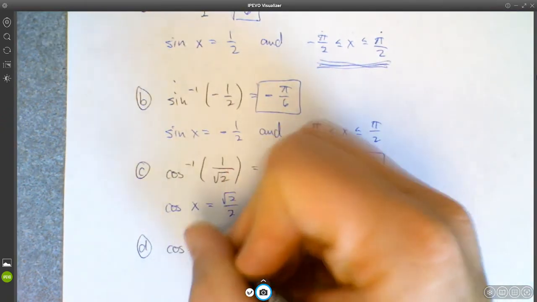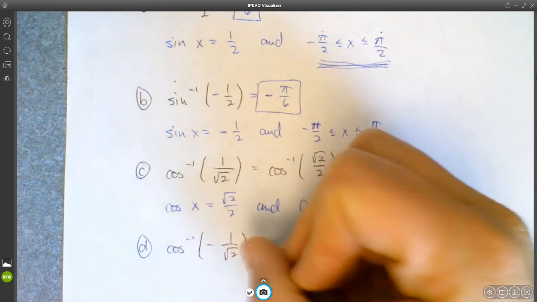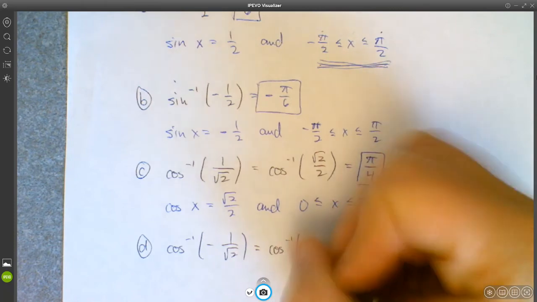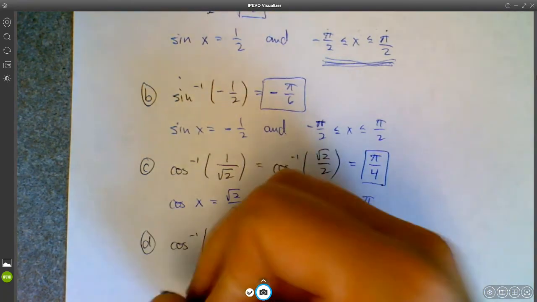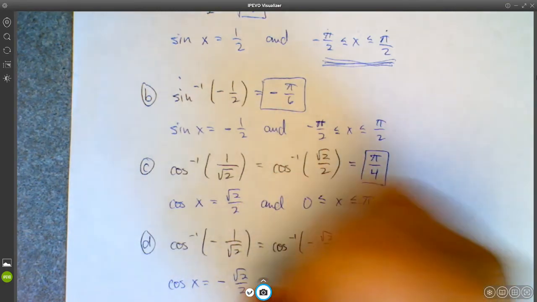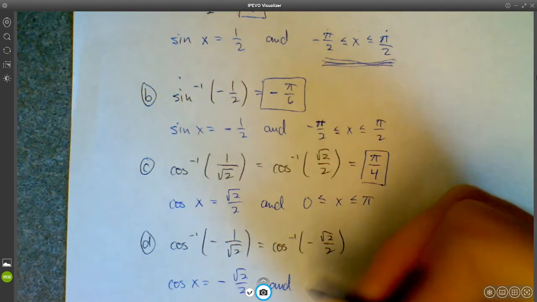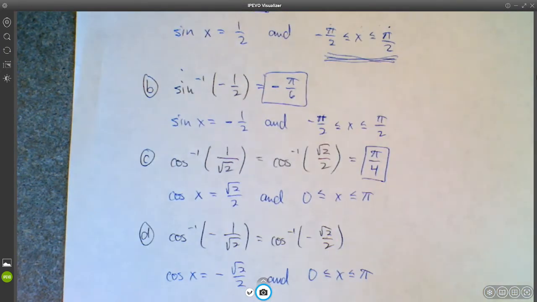Now just contrast that with cosine inverse of negative 1 over root 2, which, by the way, is the same as cosine inverse of negative root 2 over 2. This means that we need cosine x to equal negative root 2 over 2, and we need x to be between 0 and pi, because that's the restriction for the cosine function.